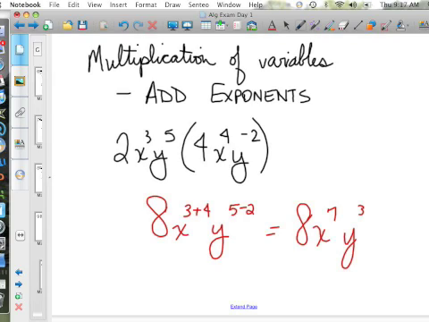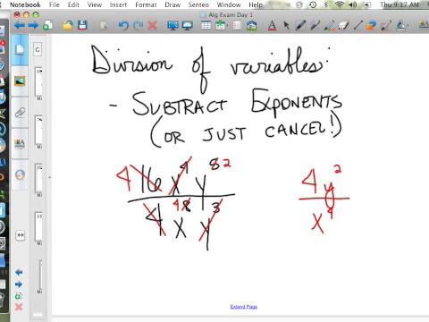This is old stuff. It's stuff some students are still struggling with. Division of variables: subtract exponents or just simply cancel. In this example, we've got 16x to the 4th y to the 5th, divided by 4x to the 8th y cubed. Canceling is actually a lot easier because then you don't have to get all messed up with the negative exponents and where does it go, and do I flip it, do I not flip it, what's happening.